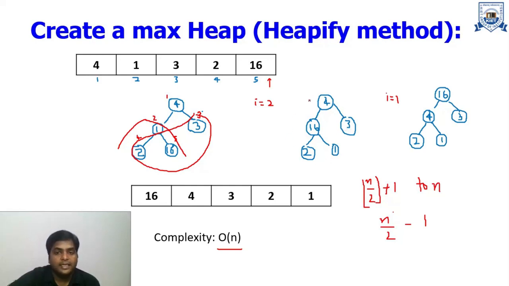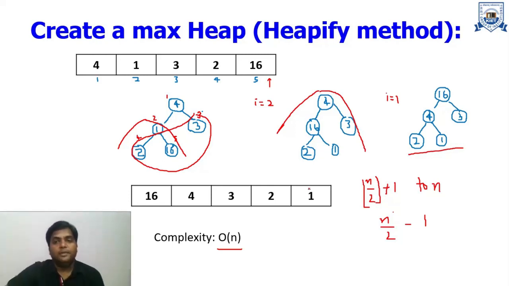Now we check index i equal to 1, that means this subtree. Again this subtree does not satisfy the max heap property, so we swap 16 and 4. 16 will be here and 4 will be here. Now this tree satisfies the maximum heap property. Represented as an array it is 16, then left is 4, then right is 3, then 2 and 1. So when we create a max heap using the heapify method, the complexity is order of n.